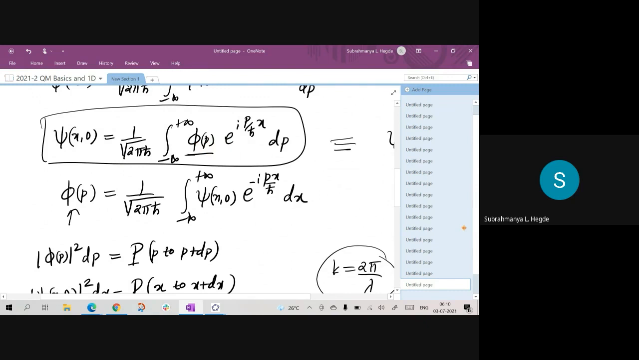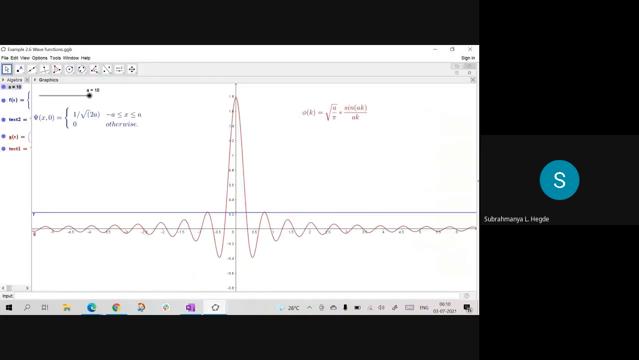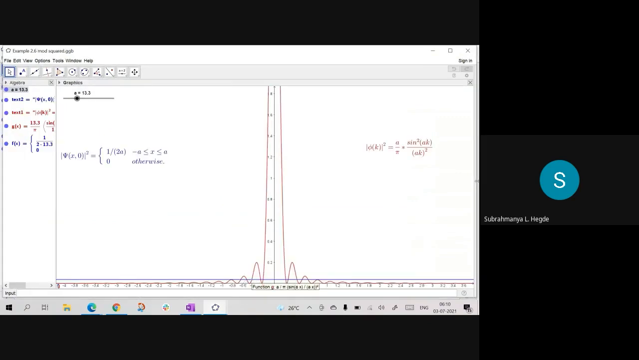Is that okay? But look at how mathematics works here. If you want to have well-defined position, your momentum will be ill-defined. If you want to have well-defined momentum, your position will be ill-defined. You don't have control over it. This is uncertainty. Is that okay? Any question?